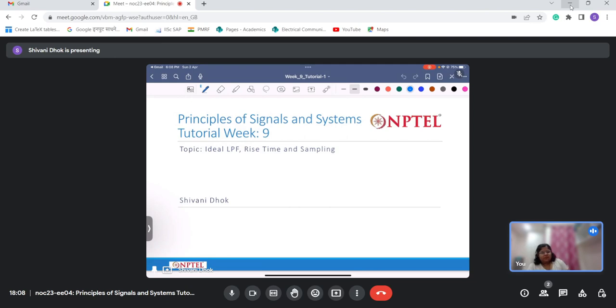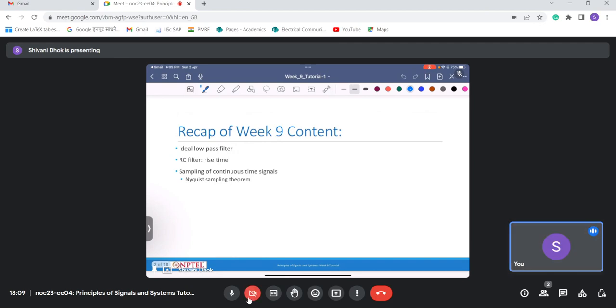So this is a tutorial for the week 9 content. The content covered this week was some more examples of the Fourier transform for continuous time signals, followed by some examples and discussion related to sampling of continuous time signals, and after that an introduction to discrete time Fourier series. Okay, so now we'll start with a recap of this week's content.